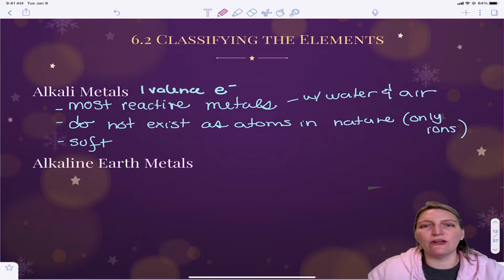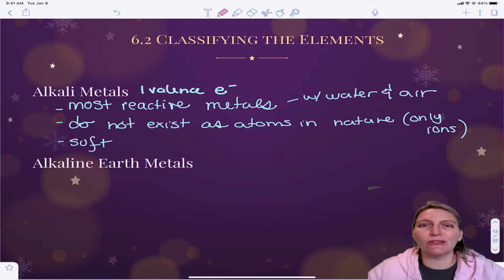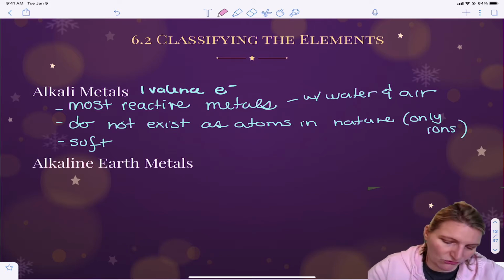They're called the alkaline earth metals because a lot of those elements are found in minerals that would be found in rocks in the earth, things like calcium and magnesium. They are very similar to the alkali metals in that they're reactive, but they're not quite as reactive as the alkali metals. They're soft, but they're not as soft as the alkali metals. And that's because they have two valence electrons. So they will give up those two valence electrons, but not as easily as the alkali metals give up their one valence electron.